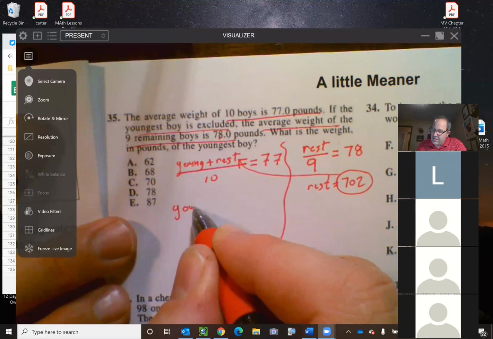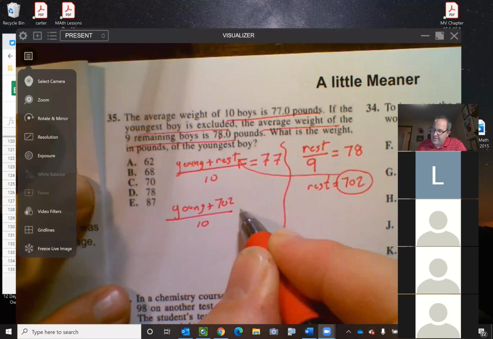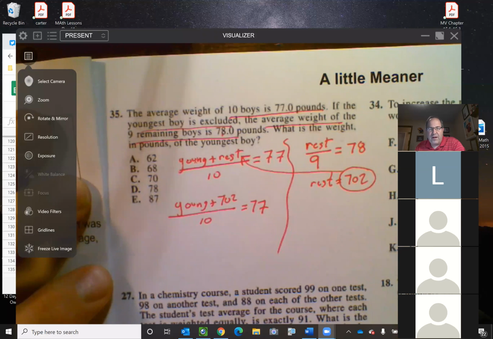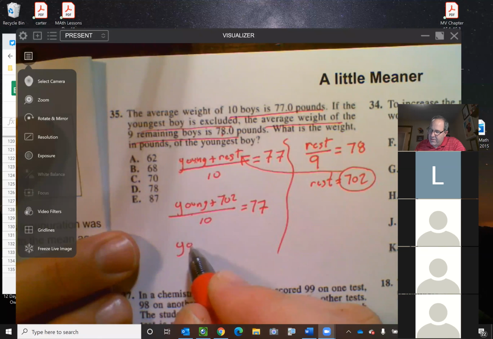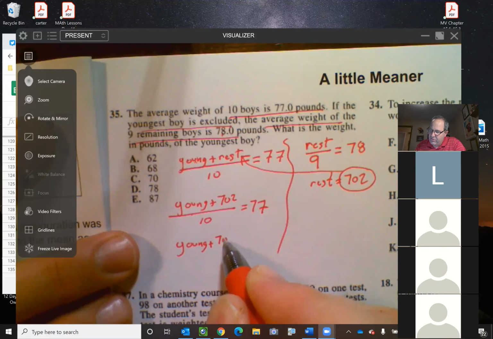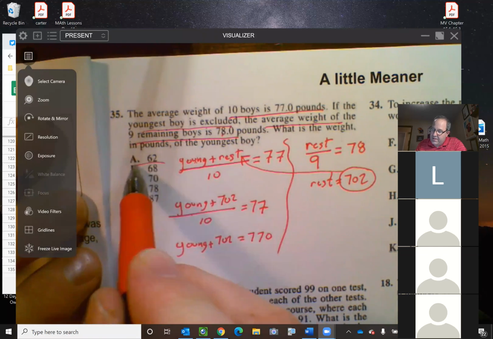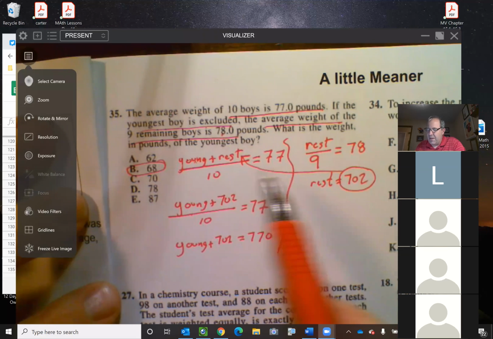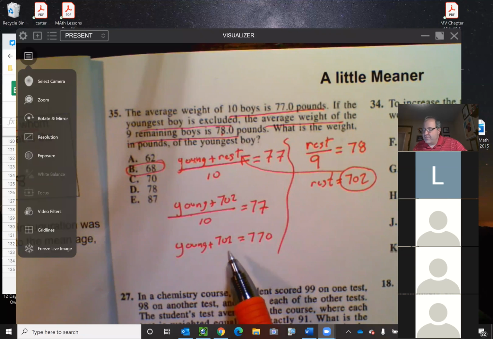So now we've got the youngest plus the 702 divided by 10 is 77. So I'm kind of using these words instead of variables because I think words kind of help out a little bit. To solve this, we'll probably multiply both sides by 10. So we'll have the youngest plus 702 must be 770. Well, I think we can agree that we need 68, right? Because 68 plus 702 would be 770. That is a bit meaner. It's a two-step kind of process to figure it out. And that's what these ones are kind of doing here.